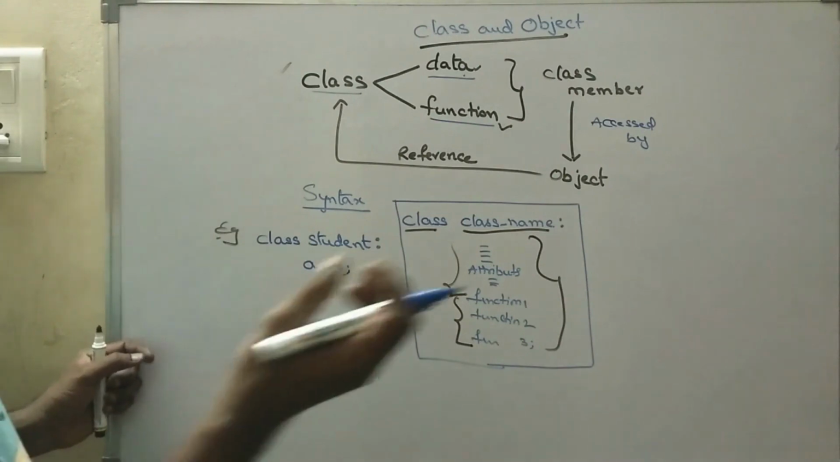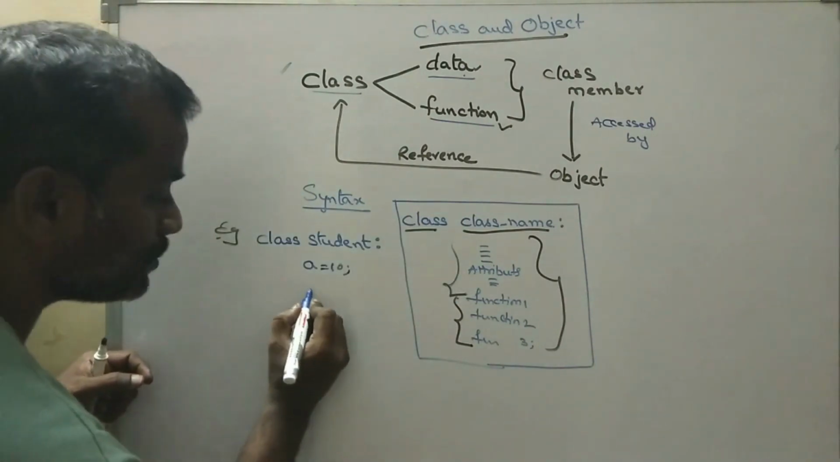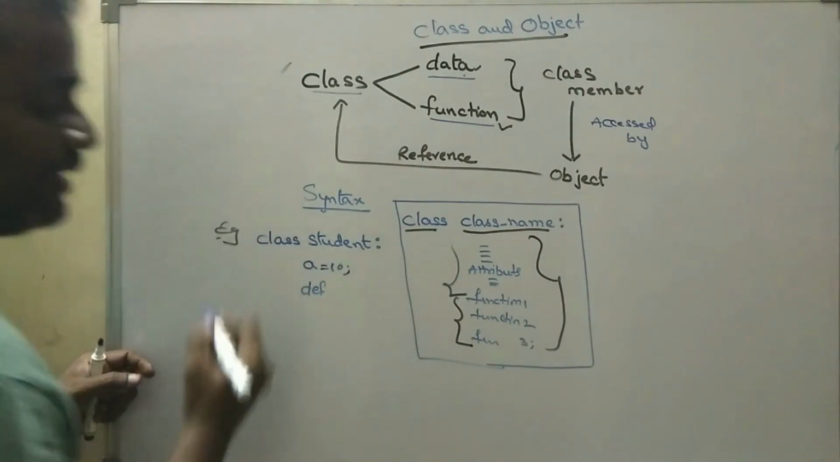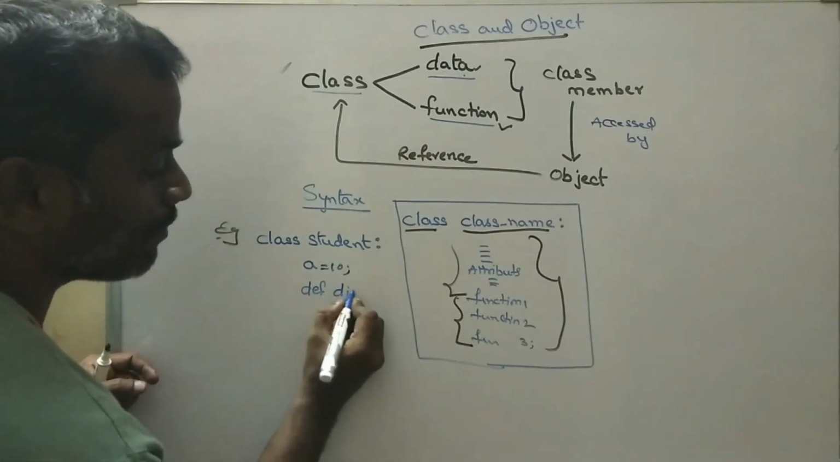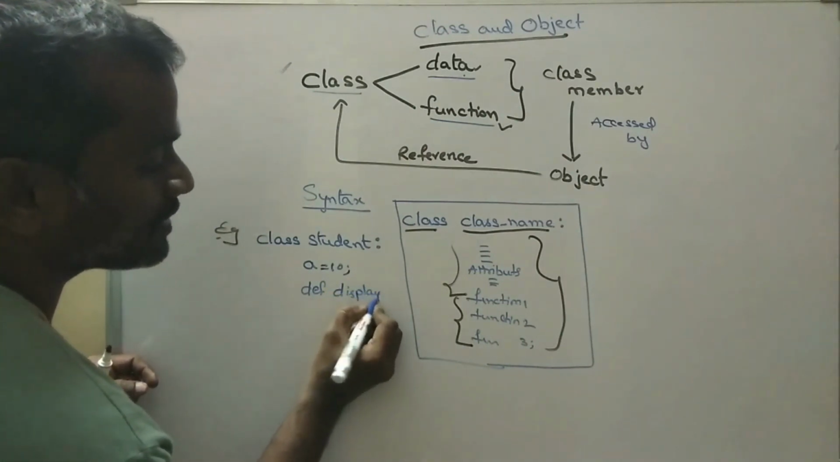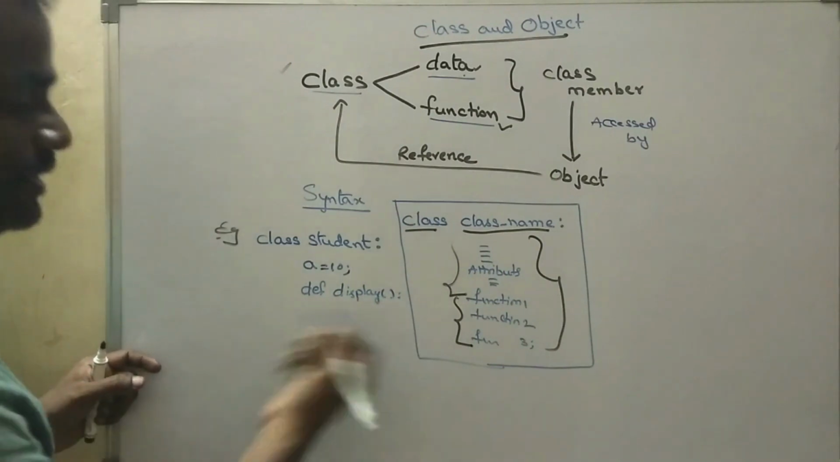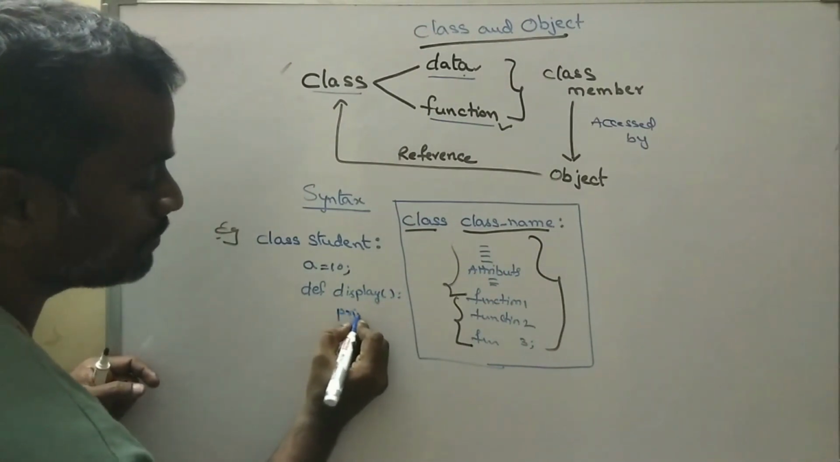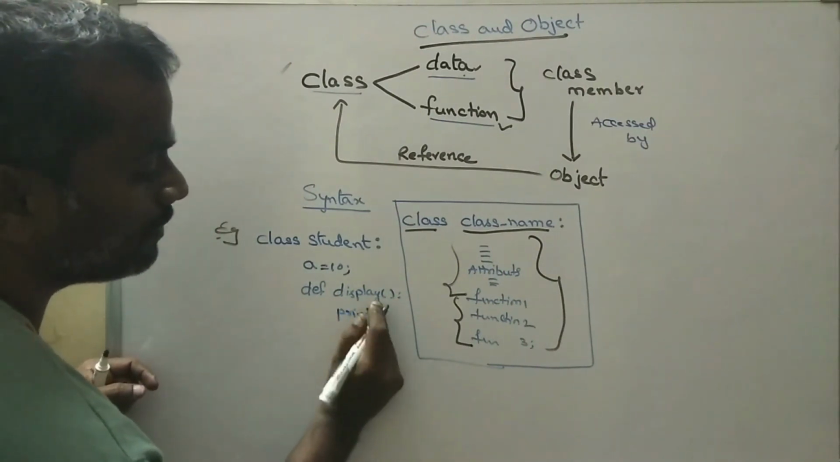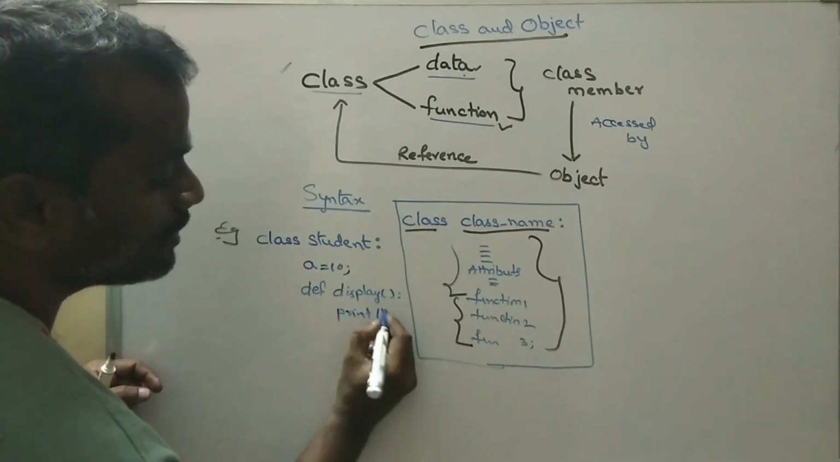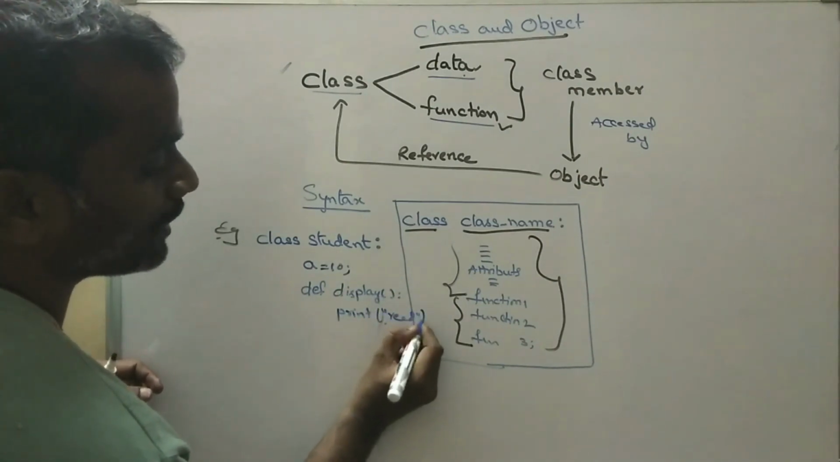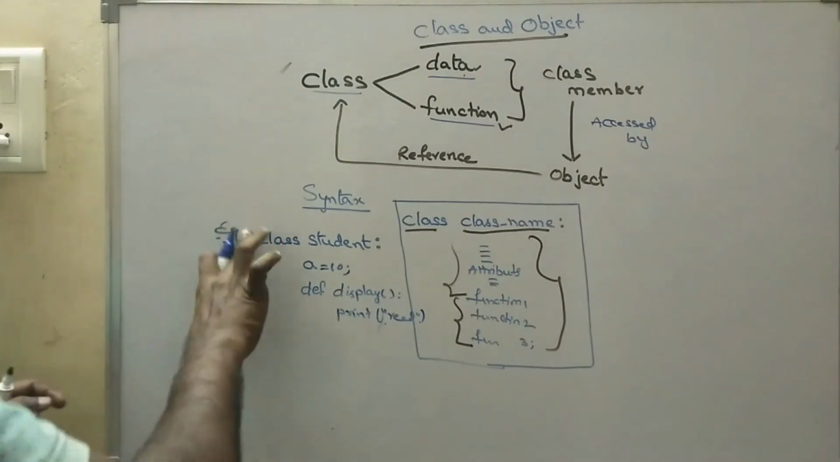What is the syntax for defining a function in Python? By using the def keyword: def, space, the function name. Suppose the name is display, followed by indentation. What is the purpose of the function? Suppose print, and then you can write some text, suppose reading or something, right? And then close.